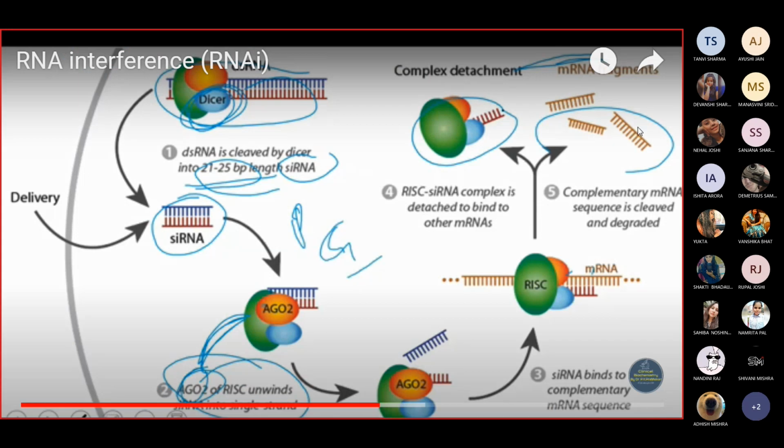So actually, these single strands can also be picked up by this RISC complex, and they can go in search of closely related genes, and that is how it systematically spreads.